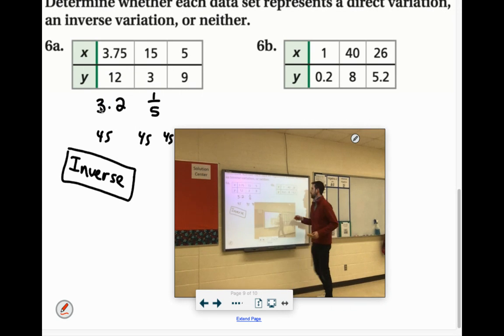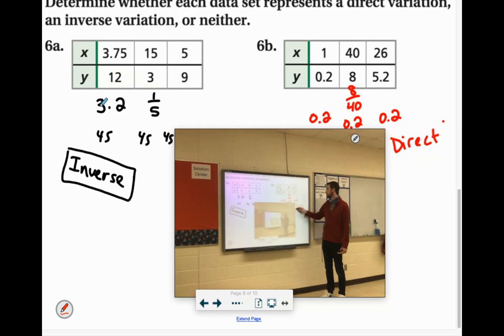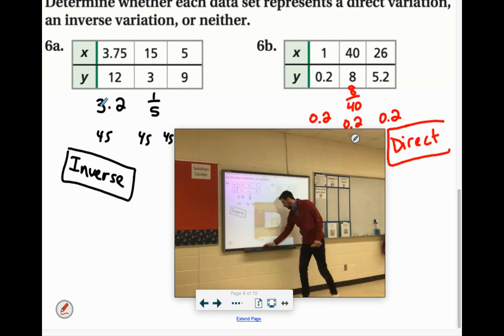Let's check over here. If we did 8 divided by 40, that comes out to 1/5, or 0.2. 0.2 divided by 1 is 0.2. So I'm going to guess 5.2 divided by 26 is also 0.2. They all have the same ratio, so that would be direct variation. There we go.